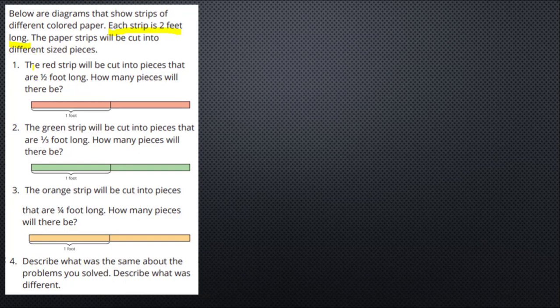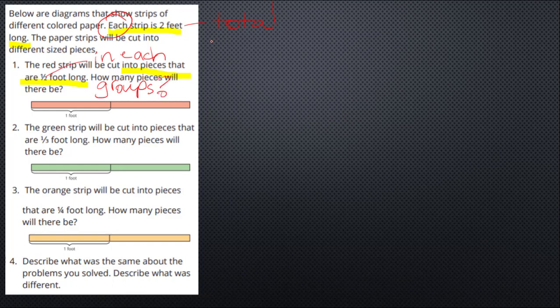On number 1, it says the red strip will be cut into pieces that are a ½ foot long. So what word in there tells me to do something? Well, each tells me to do something. So I need to figure out what it's given me if I'm multiplying or dividing. So our 2 foot long, that's going to be our total. Into pieces that are a ½ foot long, that's my in each. So I do not know my groups.